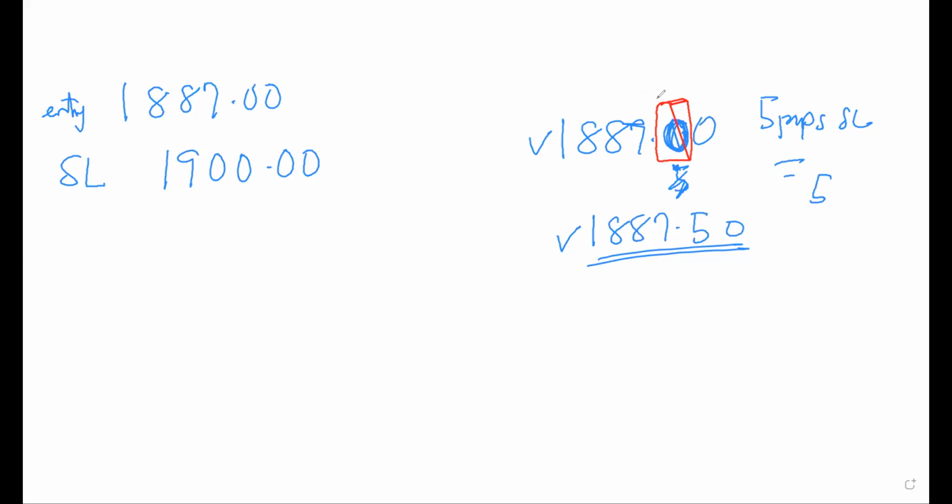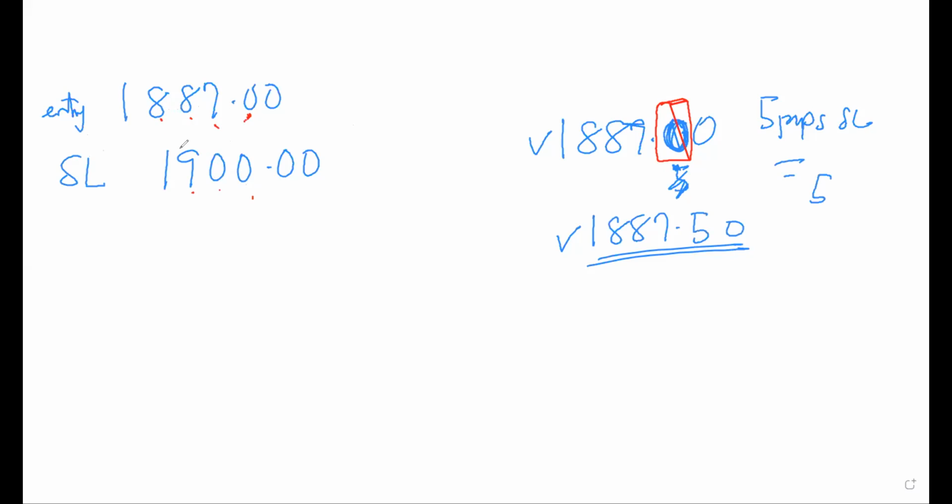Now, how did I make my calculation? I discovered that everything here and everything here are all different. See, the second digit and the second digit of the stop loss are different from one another. 8 and 0, different. 7 and 0, different. So I need to do my calculations on everything that is different, but I need to end it on this most important digit, which is the digit after the decimal.